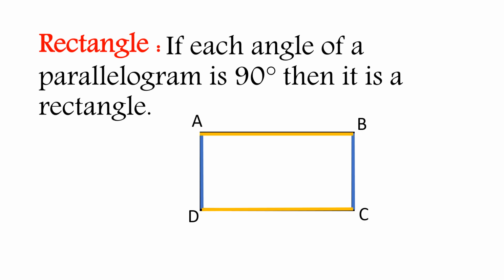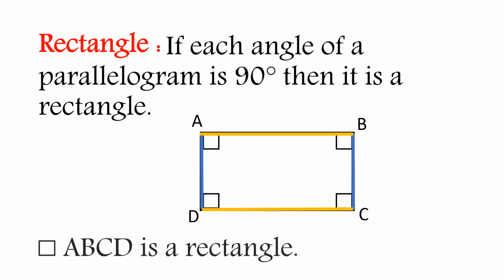Seg AB and seg DC are the opposite sides. They are also parallel and congruent. Hence it is a parallelogram. But here angle A, angle B, angle C and angle D are right angles. Hence this parallelogram is called a rectangle. Therefore quadrilateral ABCD is a rectangle.